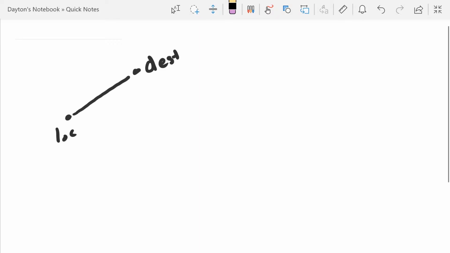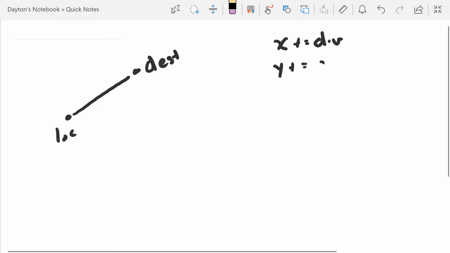But how do we actually do that? How much do we increase the x and y coordinates by each time through the animation loop? Currently what we're doing is we're taking the x coordinate and we're adding to it the direction times the velocity, and we're doing the same thing for the y coordinate. That's why we're moving in a diagonal line, because the x and y coordinates are changing by the same amount each time through the animation loop. So how much do they need to change by to get us from some location to some destination?